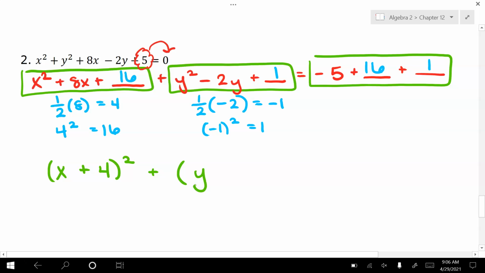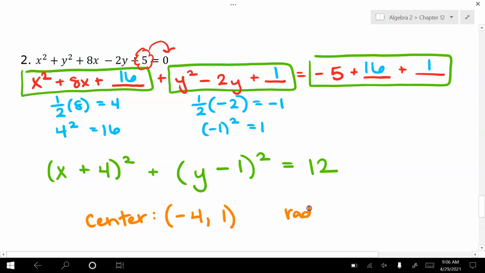How about the y? Y, not -2, but -1 squared. Okay, and then -5 plus 16 plus 1 would be 12. So what's the center for this circle? Good, -4, positive 1. Now radius would be the square root of 12.